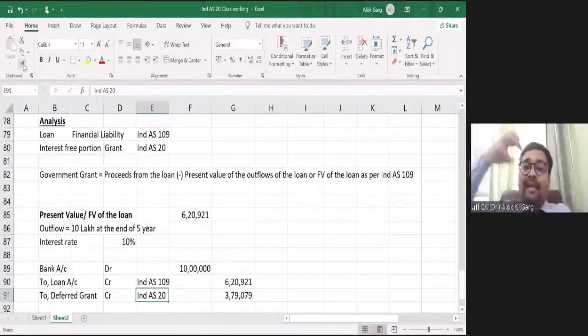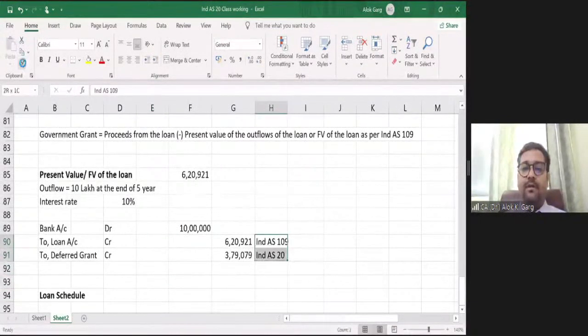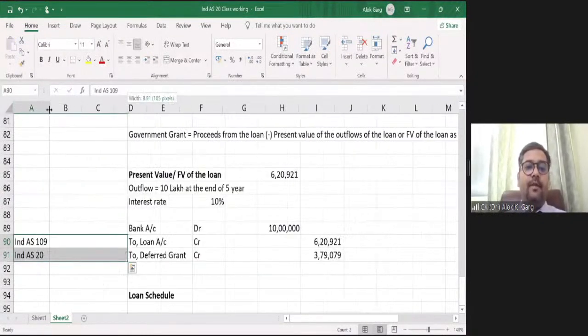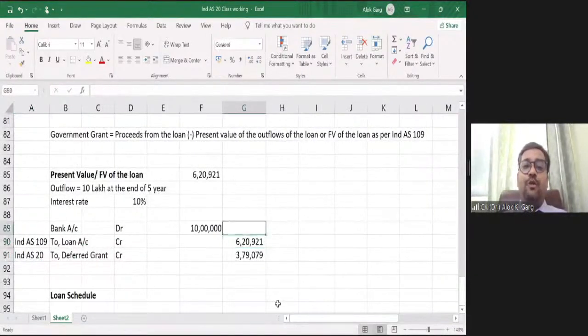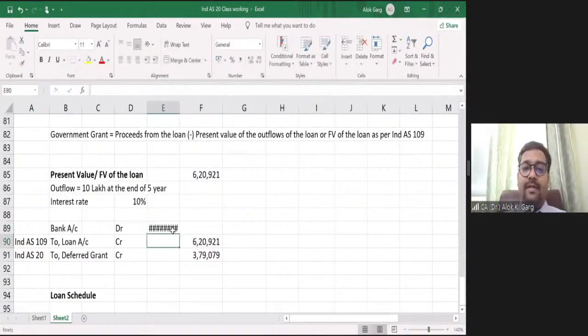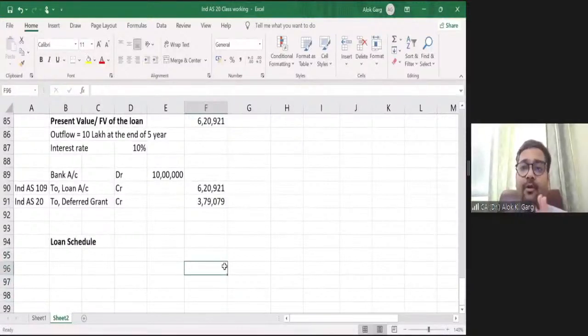What is the value today? The value today is 629.21. Clear? So friends, the difference will go to the government grant. The standard says that the difference will go to the government grant. Clear? So now we need to prepare a loan schedule. I am talking about the entire accounting for the next 5 years.